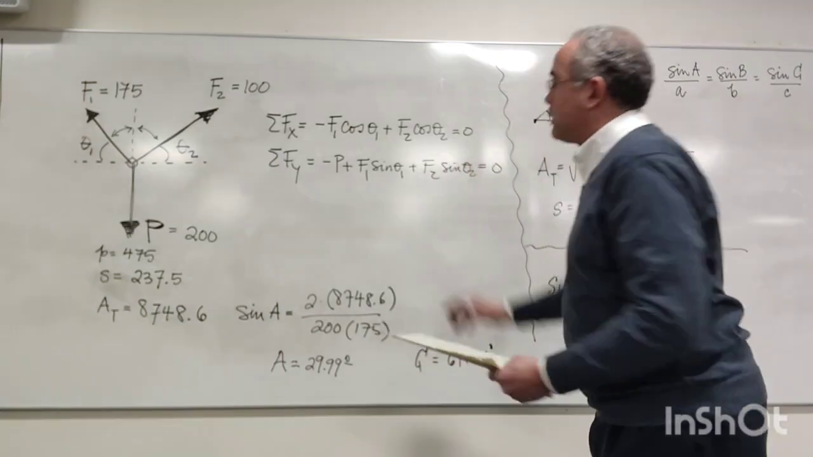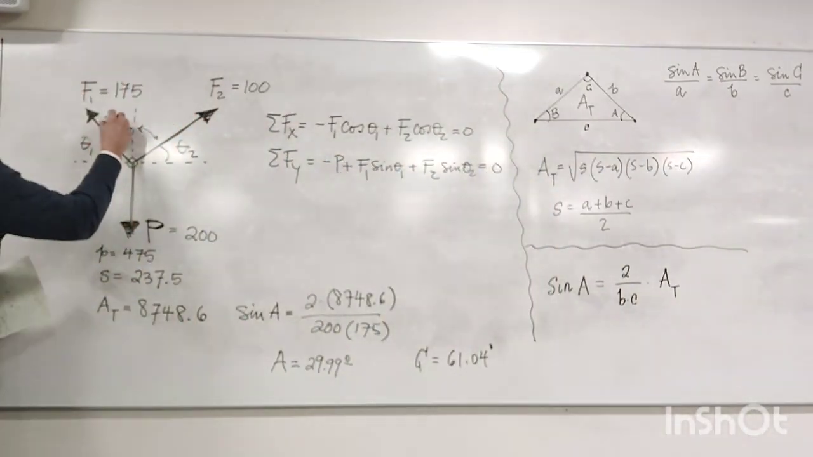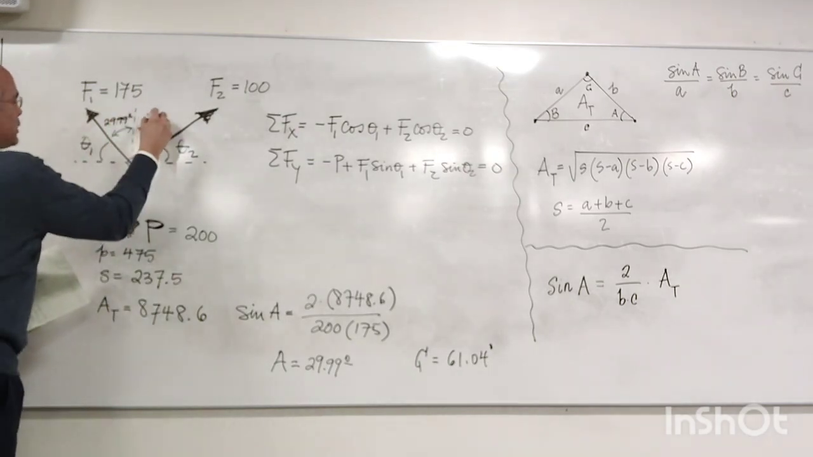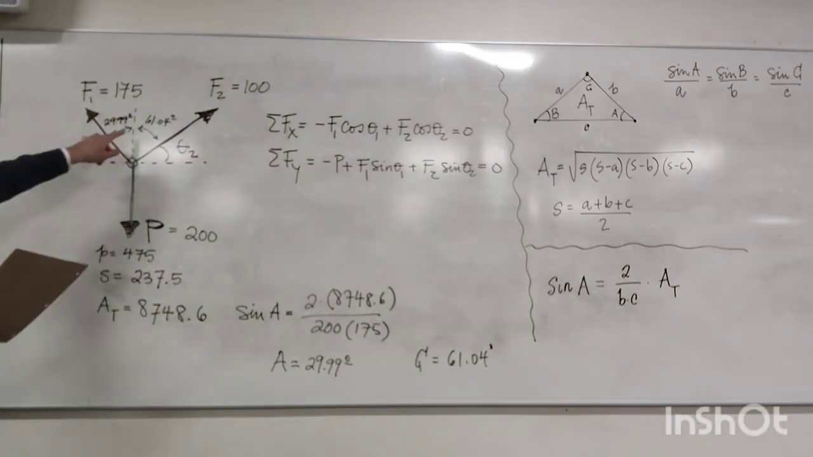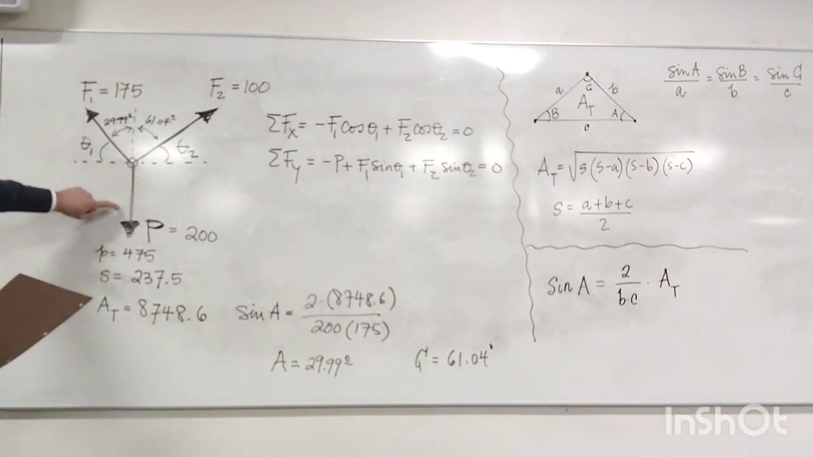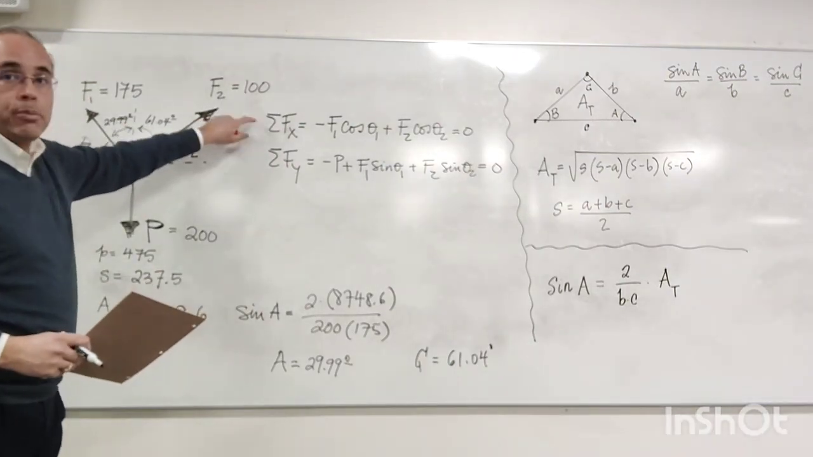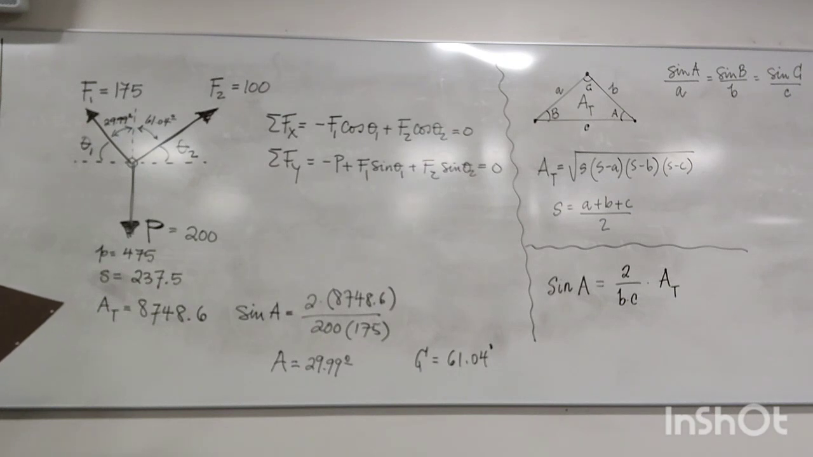And so by doing that, we obtain that the angle C is equal to 61.04 degrees. And basically that gives us the setup that achieves equilibrium, right? 29.99 degrees, and this one 61.04 degrees. So if you put those forces with those angles, they will equilibrate this force right here. And you can verify that by just plugging into the equations of equilibrium, right? And it will all work out.